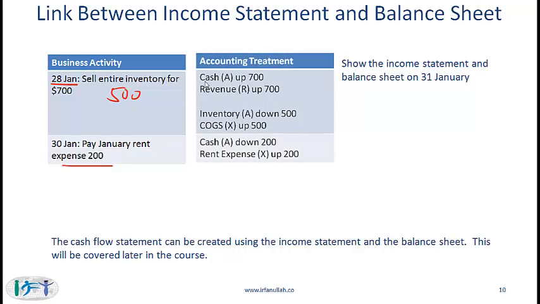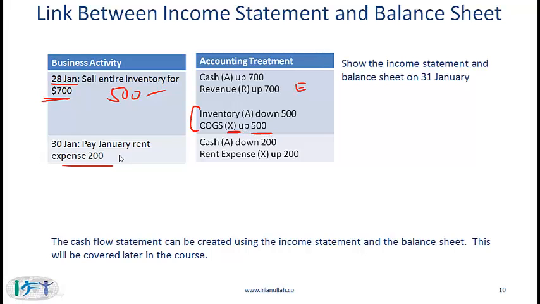Here are the answers. When he sells inventory for 700, cash goes up by 700. And since this is revenue, the revenue account also goes up by 700. The revenue connects directly with equity. When revenue goes up, that means equity is up. We also need to show inventory and cost of goods sold. Inventory goes down by 500 because that is what we are selling, and the cost of goods sold, which is an expense, goes up by 500.